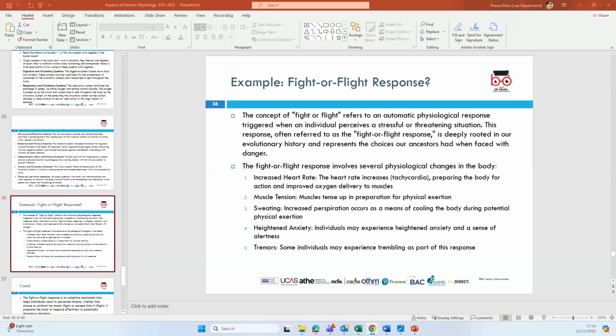Another example of this fight or flight response is the nervous jitters you feel before giving a big speech. You get nervous, don't you? Your body prepares for a stressful situation, even though a physical fight or flight is not necessary. So there are different examples of that. It could be that your heart rate increases, your muscle tension.